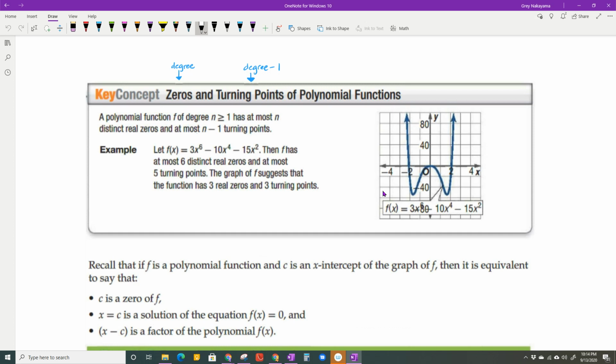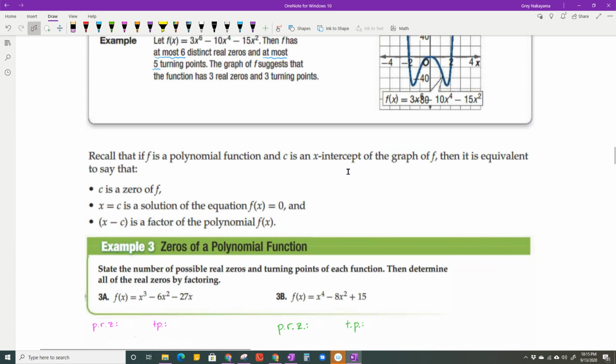So if I have this polynomial right here, 3x to the 6th minus 10x to the 4th minus 15x squared, then I know it will have at most 6 real zeros, because that's the degree, the highest exponent, and at most 5 turning points. Now, the key is it is at most. If you look at the graph that goes along with this polynomial function, notice I do not cross the graph 6 times. It's just saying the most you can have. You can have anywhere up to 6, but you will not ever have more than 6, and you will not ever have more than 5 turning points. So it just really means the most number that you can have.